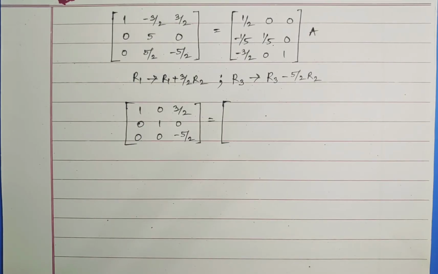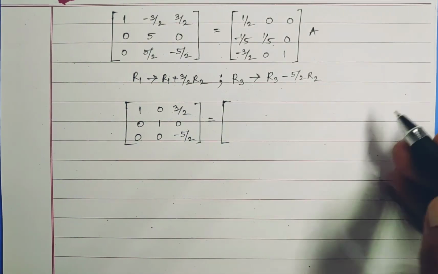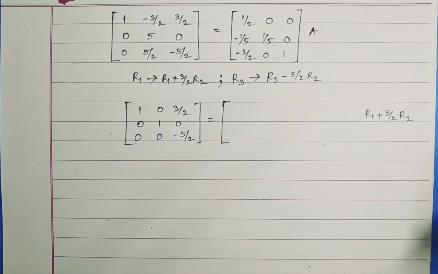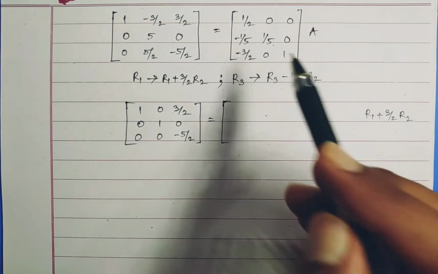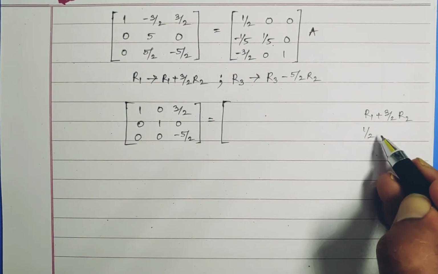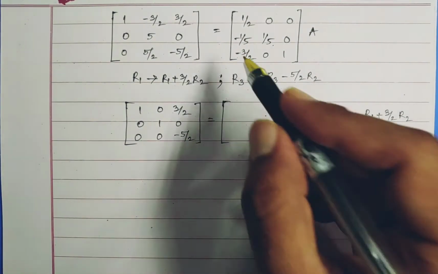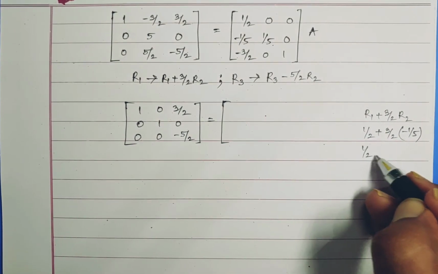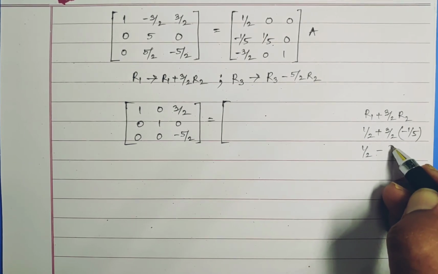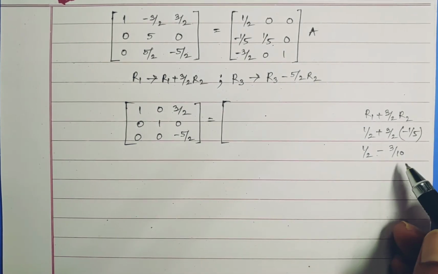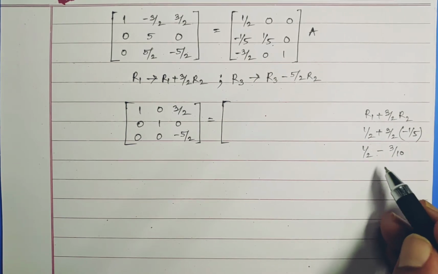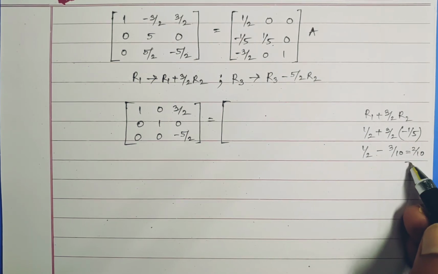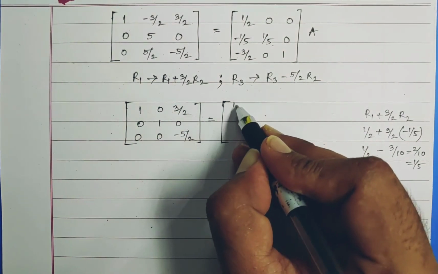So here, this is what we have, right? Now first thing, I will write the operation in here, R1 plus 3 by 2 R2. Okay, so what is R1? R1 in this side is half. So we write half plus 3 by 2. R2 is how much? Minus 1 by 5. So I write minus 1 by 5. Okay, so let's see how much is that. 1 by 2 minus 3 by 10. Okay, so if I do LCM, so it will be 5 minus 3. So it will be 2 by 10. So this one will be 2 by 10 is equal to 1 by 5. So I write here 1 by 5.